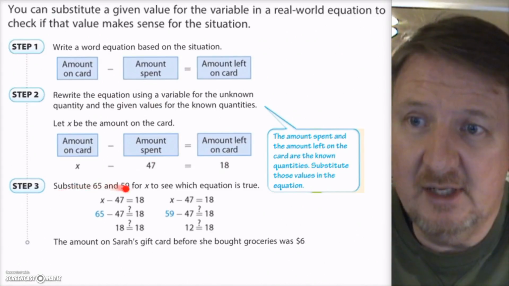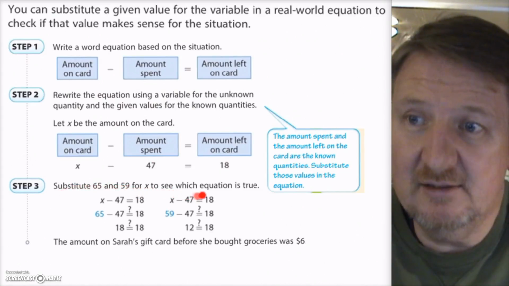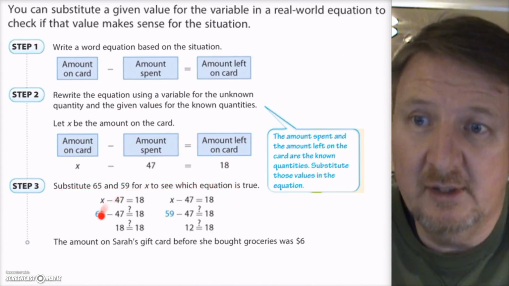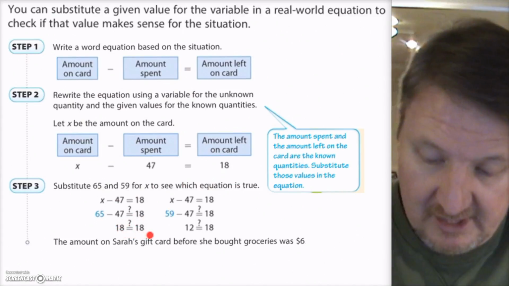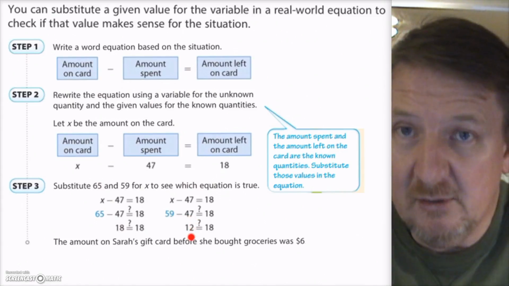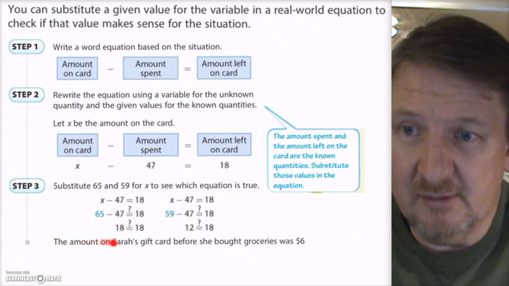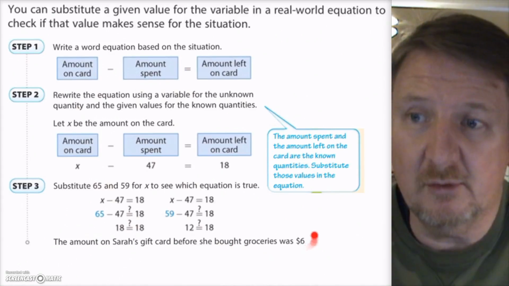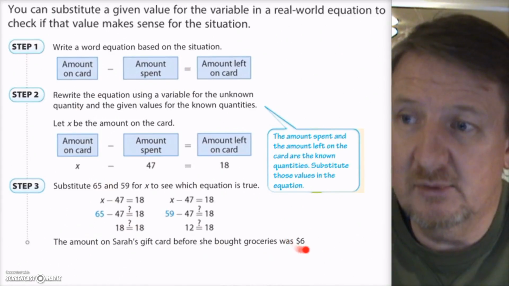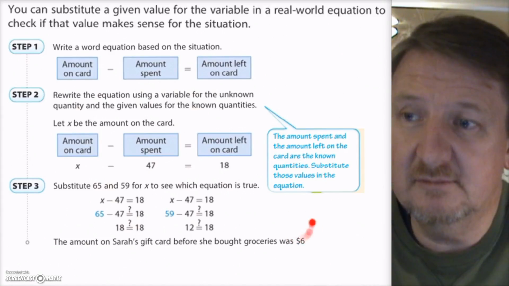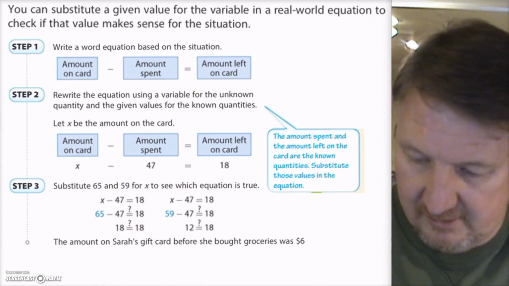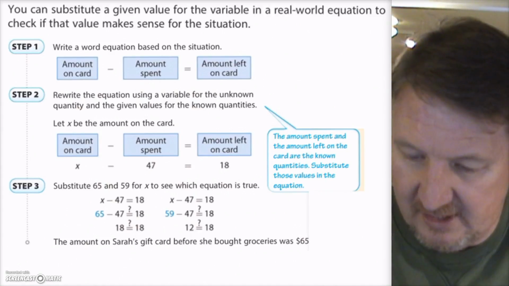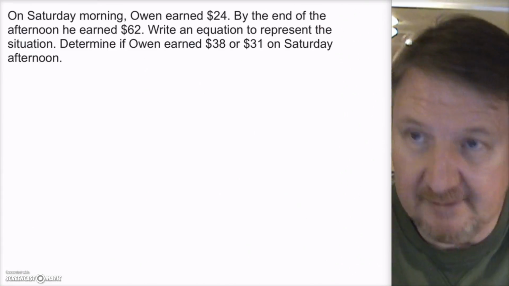Okay, so we come down here, we substitute 65 and 59 for x to see which is true. Here we substituted 65. 65 minus 47, is that 18? Well, it actually is, because if we do 59, we get 12. Okay, so the amount on Sarah's gift card before she bought the groceries was $65. For some reason, I think I knocked that off here. There it is, 65. I knew that was there. All right, so that's that.